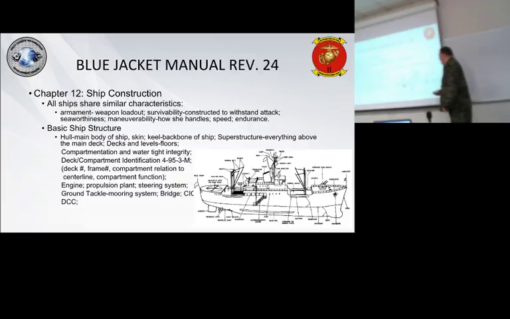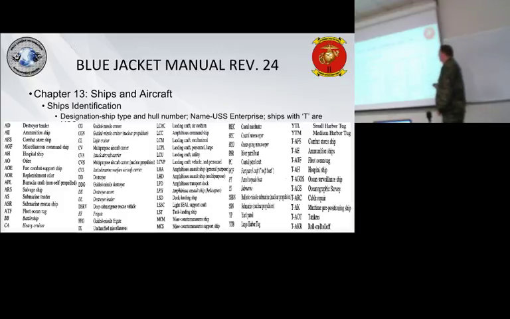What's the front of the ship called? Bow. What's the back called? Stern. Cool. You guys are saying it. All right. The first aircraft carrier, USS Enterprise. That's important. I've seen that before.